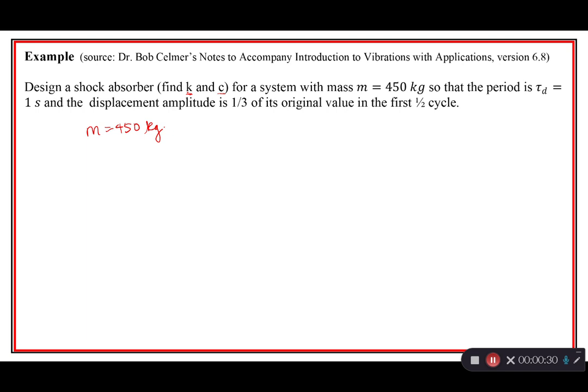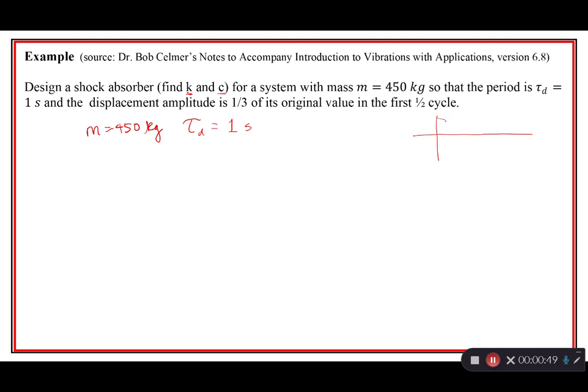And so the period is 1 second. All right, so we're going to assume, well, it says tau d, so it is the damped period. And the displacement amplitude of 1/3 of its original value, right, for the first half cycle. All right, so let's see.